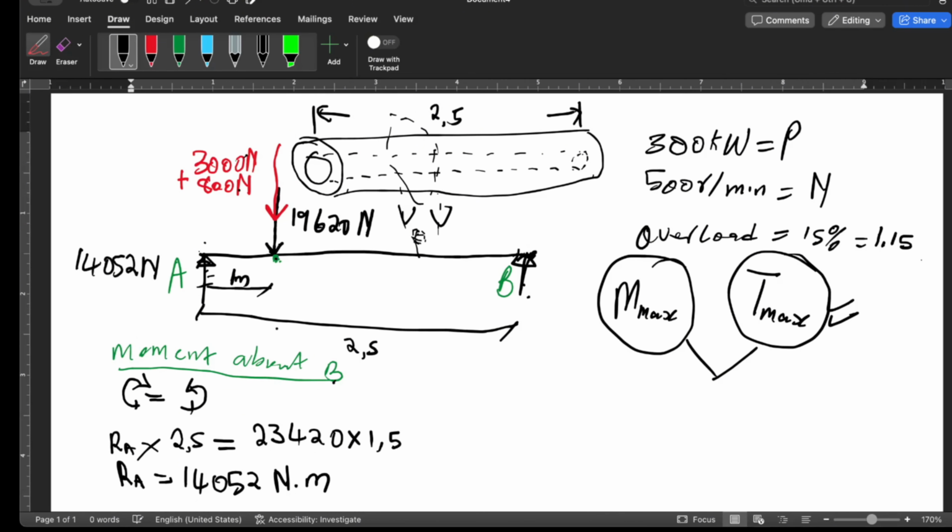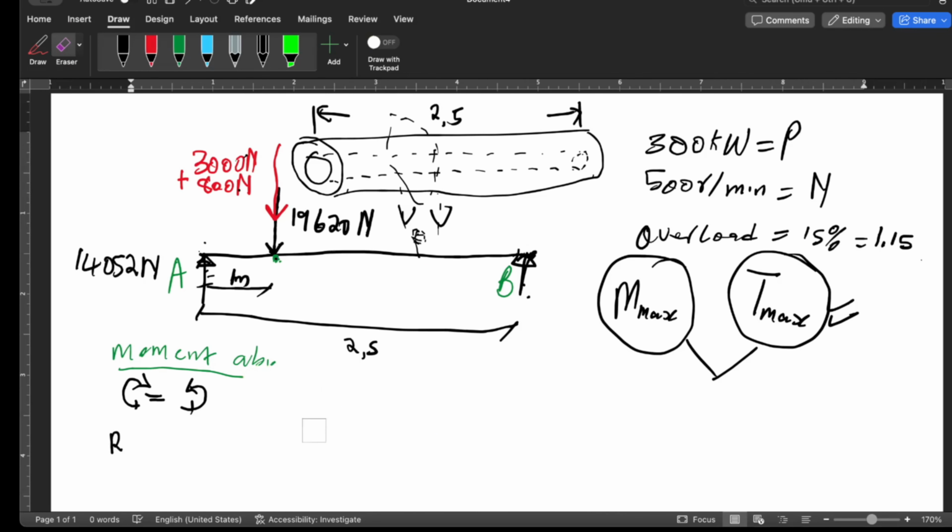14,052 Newton at A, right? Yes. So I can take this out. You know how to calculate. So now we're going to calculate maximum bending moment. And we have agreed that maximum bending moment, we'll find it at this point, right? So what will be the maximum bending moment?